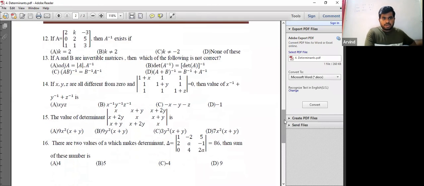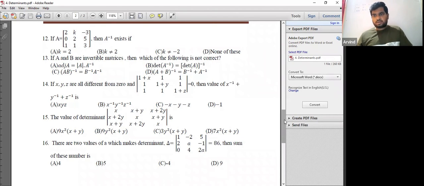If A and B are invertible matrices, then which of the following is not correct? Adjoint of A is equal to determinant of A into A inverse. That is correct actually, because if you take determinant of A to the LHS, the A inverse formula comes, adjoint of A by determinant of A. That is correct. And determinant of A inverse is equal to determinant of A whole to the power -1.